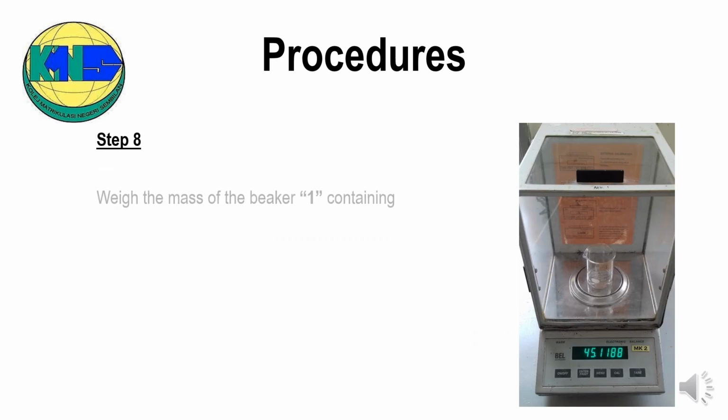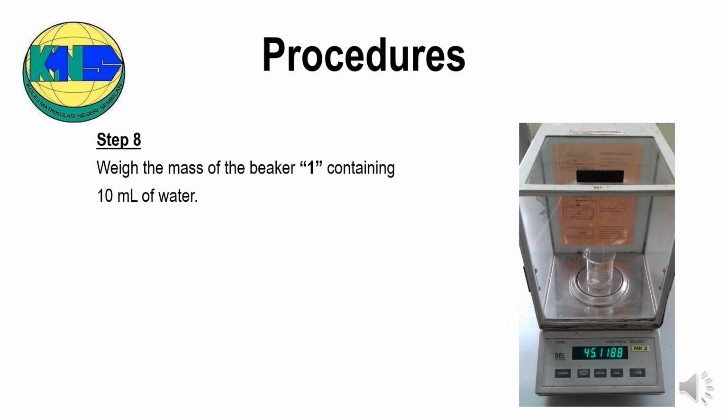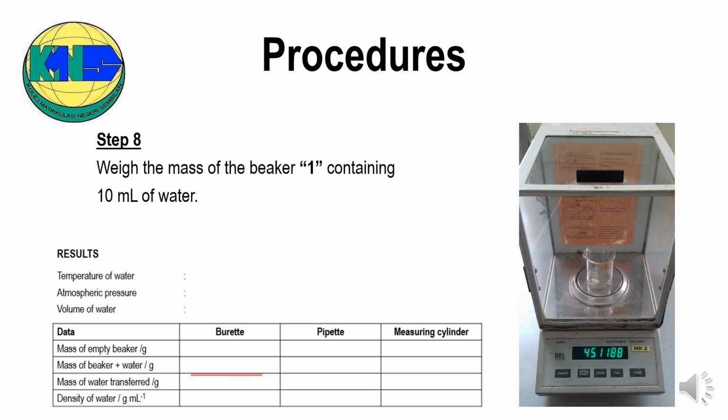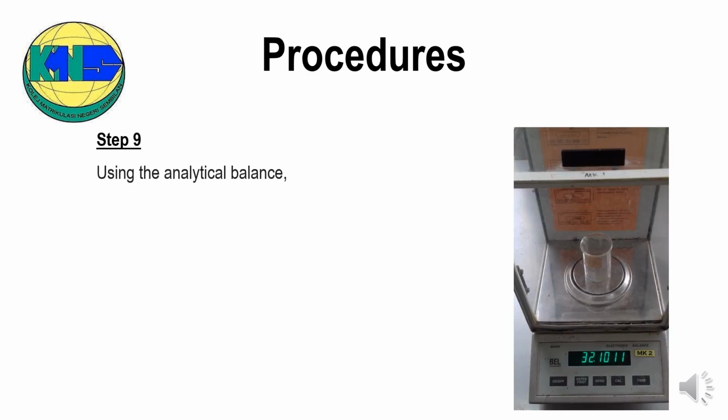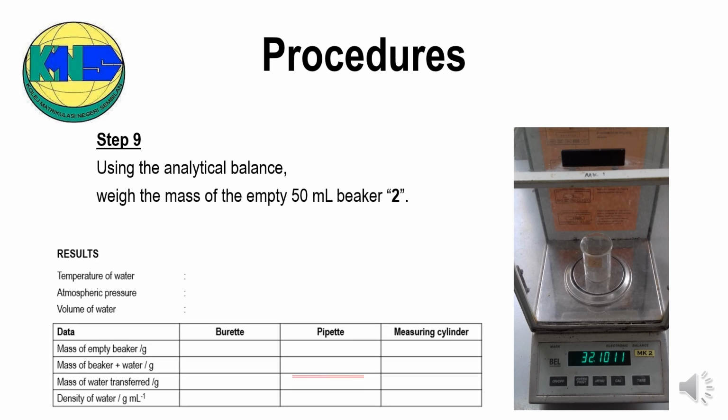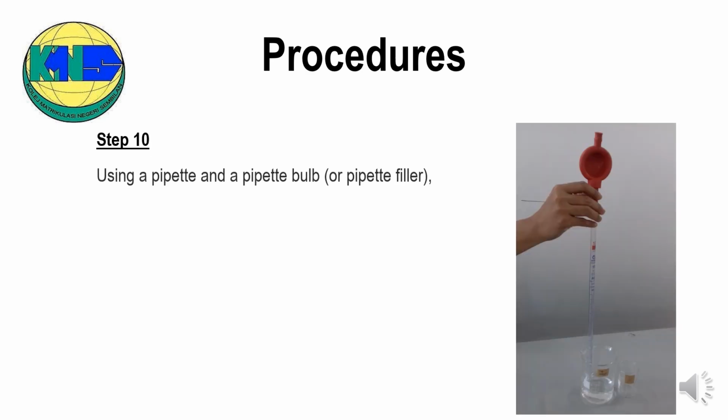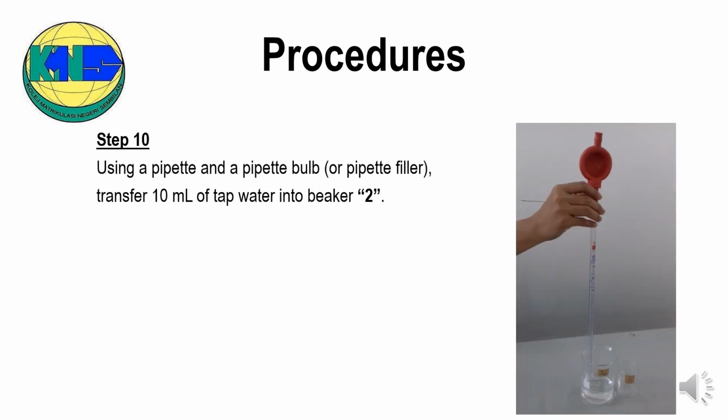Step 8. Weigh the mass of the beaker 1 containing the 10 ml of water. Step 9. Using the analytical balance, weigh the mass of empty 50 ml beaker labeled as 2. Step 10. Using a pipette and a pipette bulb or pipette filler, transfer 10 ml of tap water into the beaker 2.